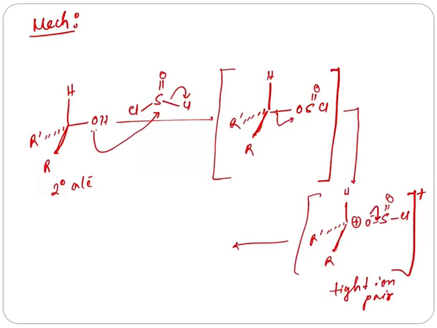This decomposes to the product, and this charge shifts here, and then chloride forms, and this chloride attacks the carbocation from the same side where the counter anion is present. Now we will get the product.